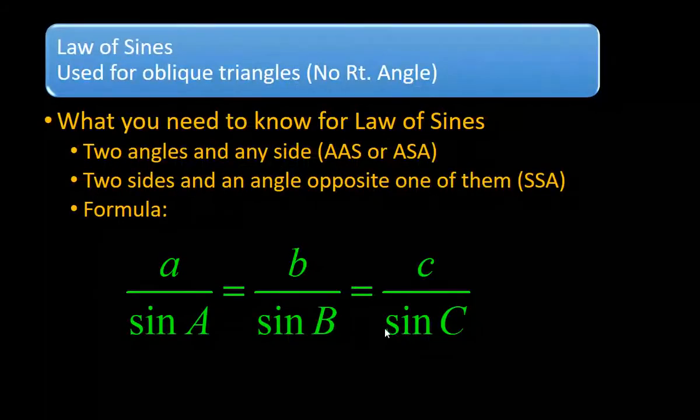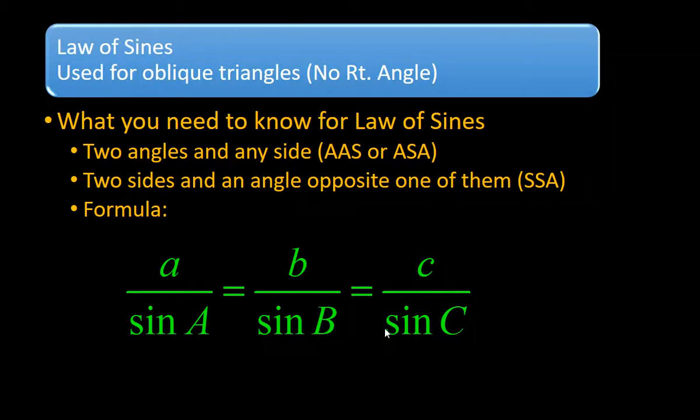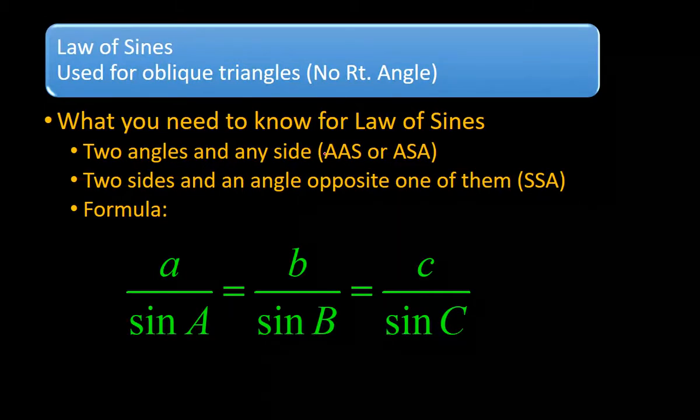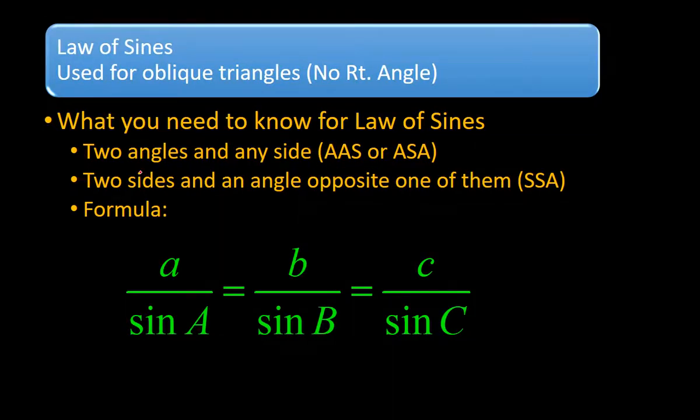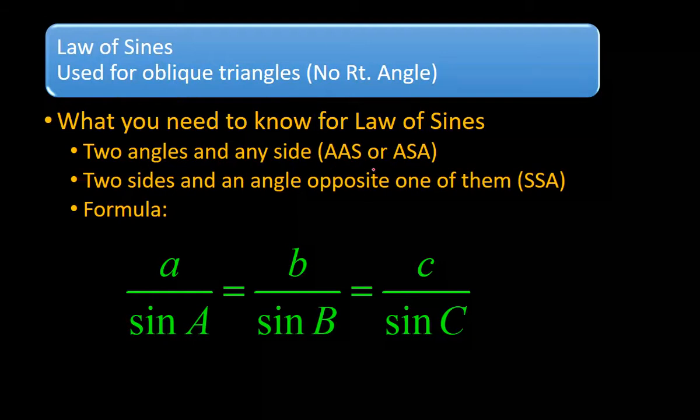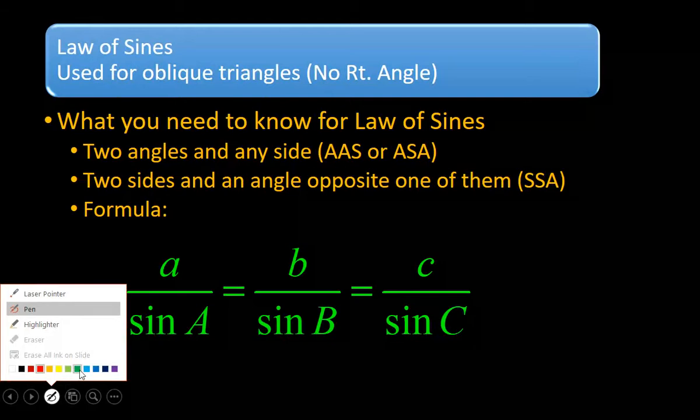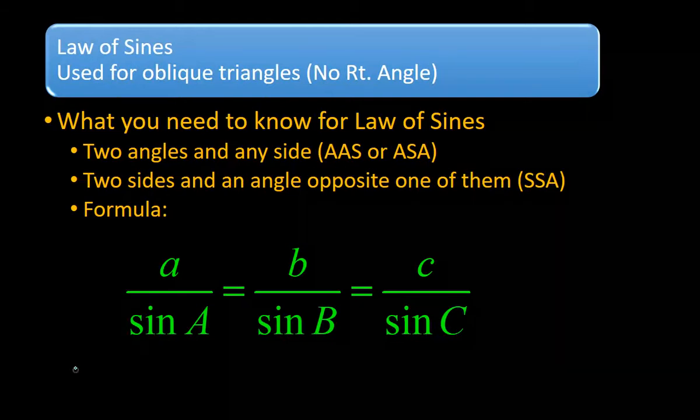The law of sines is used for oblique triangles, which means there's no right angle, like we were using earlier in the year for SOHCAHTOA with right triangles. Law of sines is used for oblique triangles. For the law of sines, we need two angles and any side, or two sides and an angle opposite that, for side-side-angle. And again, we're using these formulas here, and we will use a pair.